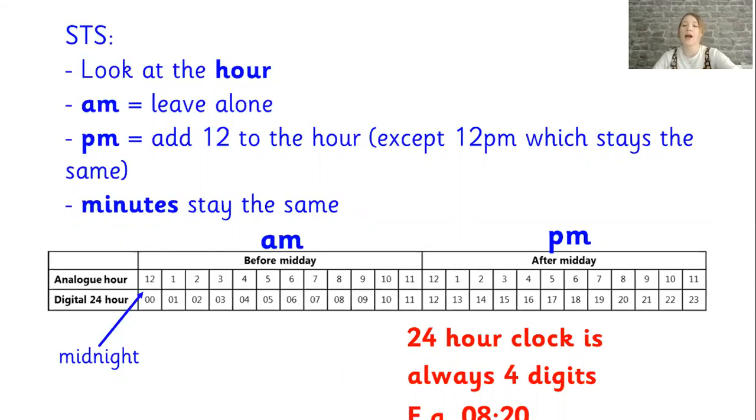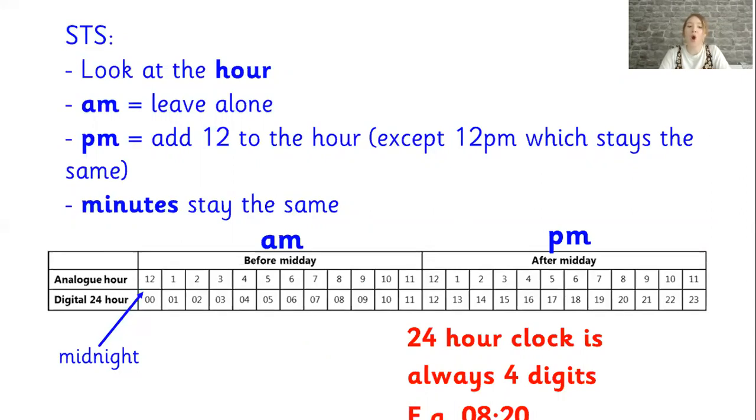So here's a little diagram at the bottom for you. So it shows you what on an analog clock it would look: 12, 1, 2, 3, 4, 5, 6, 7, 8, 9, 10, 11. And PM, it would just go back to 12 again. So 12, 1, 2, 3, 4, 5, 6, 7, 8, 9, 10, 11. On your digital clock, 12 midnight would be 0, 0.